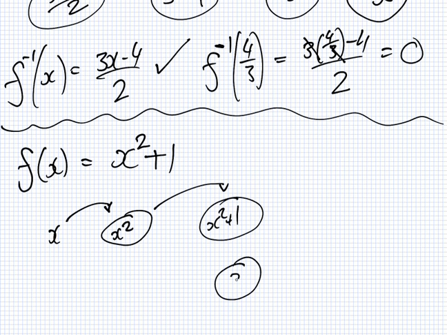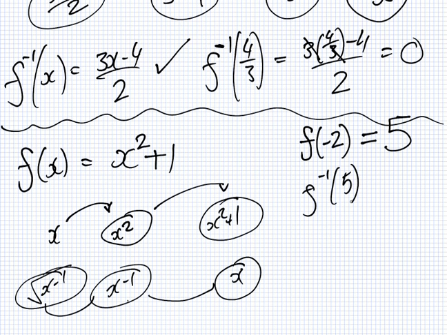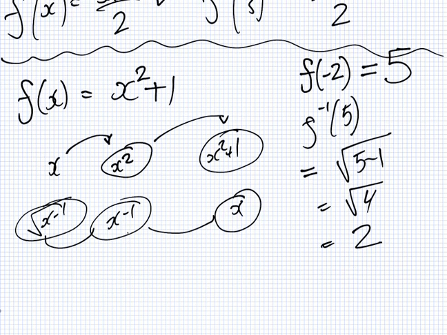So we need to check that it works. I'm claiming that the inverse function is 3x minus 4 over 2. So if I calculate the inverse of 4 over 3, what answer should I get? It should bring me back to 0. Because 0 became 4 over 3, so the inverse function should take 4 over 3 to 0. So let's calculate the inverse. It's 3 times 4 over 3 minus 4, over 2. 3 cancels 3. 4 minus 4 is 0. So yes, we do get 0. So this is the inverse function.